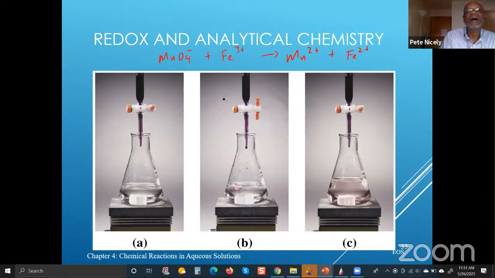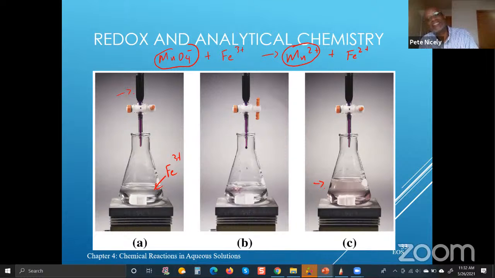I could be wrong. In any case, I know that permanganate is the solution in the burette because it has a purple color. Basically, you have your solution down here, which I think is Fe3 plus, and you're adding your permanganate solution to your Fe3 plus solution until you get a slight pink color. That pink color is due to the manganese 2 plus ion that is formed. So that's basically what this is all about.